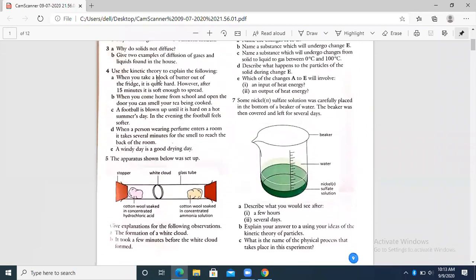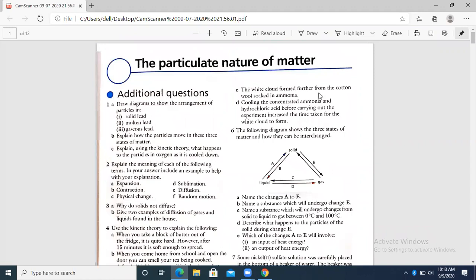Then question C: the white cloud formed further from the cotton wool soaked in ammonia. Yesterday I explained this. Because ammonia has less mass and hydrochloric acid has more mass. So we can say the hydrochloric acid has less kinetic energy and the ammonia has more kinetic energy. Why? Because gases diffuse at different rates. Yes, your answers are correct. Yesterday we discussed this: the ammonia particles are lighter than those of the hydrochloric acid, and so they move faster. This enables them to move more quickly along the tube.